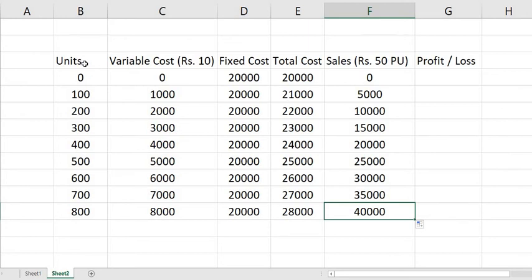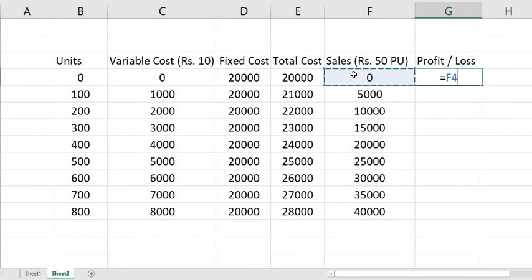Now we have got the total units that the company might produce and total amount of variable cost at all the levels of output. We know the fixed cost, we know the total cost, now we know the sales also. So when we know all this data, we can easily find out profit or loss. What is profit or loss? Profit or loss is nothing but sales minus total cost. So when you produce or sell 0 units, you incur a loss of rupees 20,000.